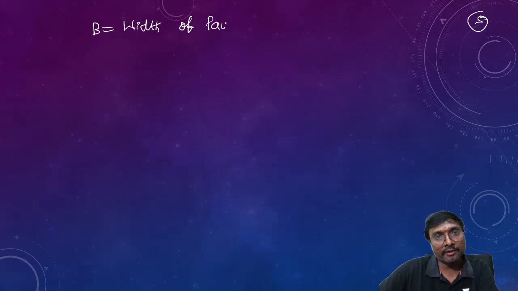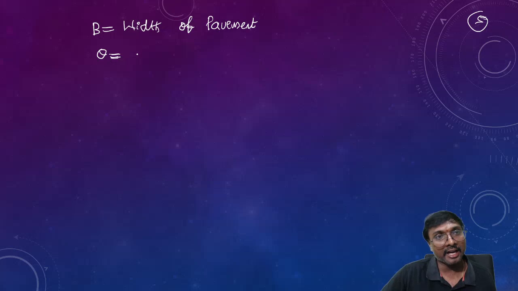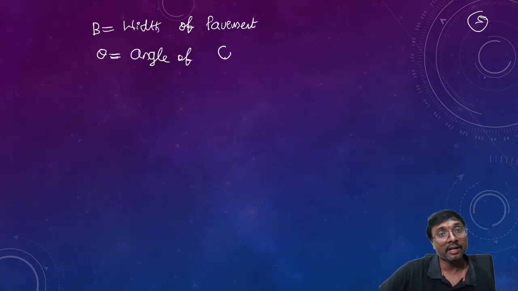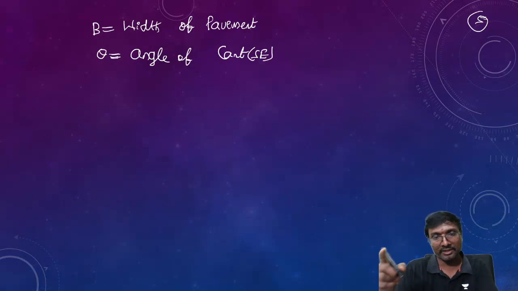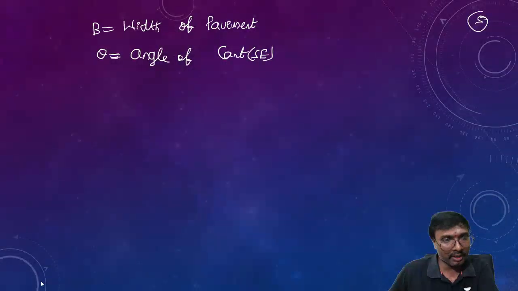Capital B will be the width of this pavement, if you just observe. And what is that theta? Sometimes in some examinations, theta will be given, the angle of banking, or angle of cant, or angle of super elevation. When this angle of super elevation is given, how do we get the super elevation value? Tan theta. Now if you consider as per IRC, how will this be considered, tell me.